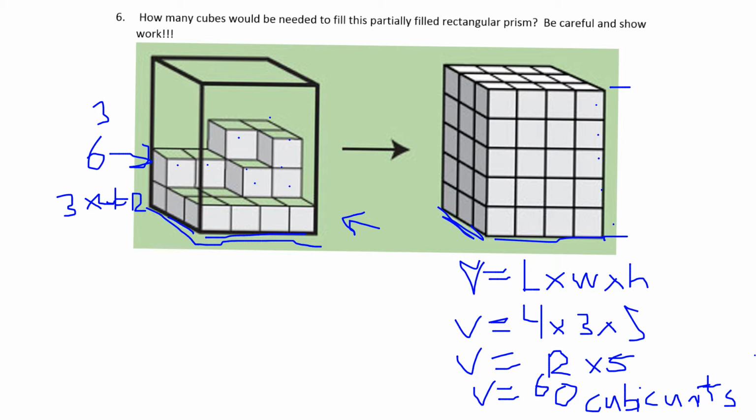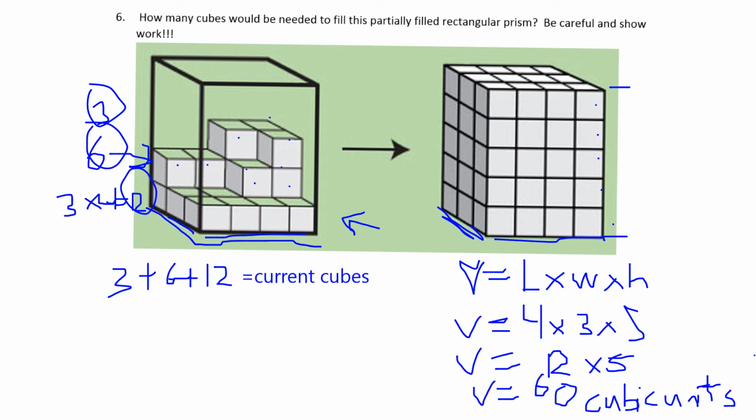So we have 3 plus 6 plus 12. I'm going to do that here. 3 plus 6 plus 12, and that's the current number of cubes. All right, give me one sec. What we have is 6 plus 12 is 18, and 3 plus 18 gives us 21. So 21 is the current number of cubes.